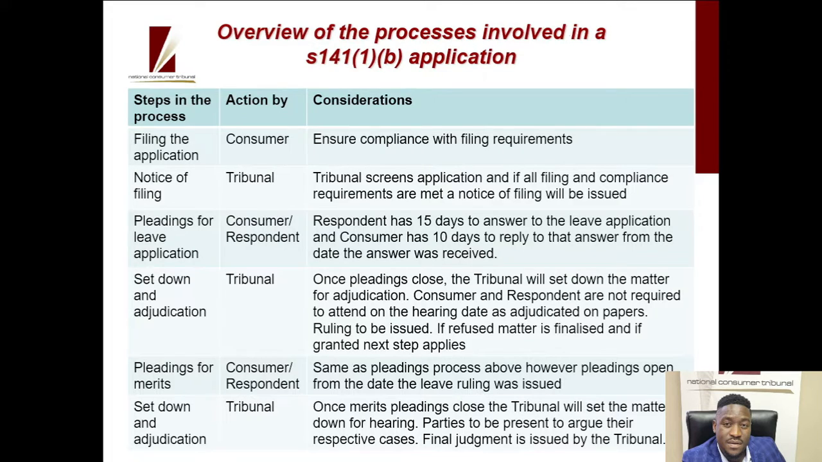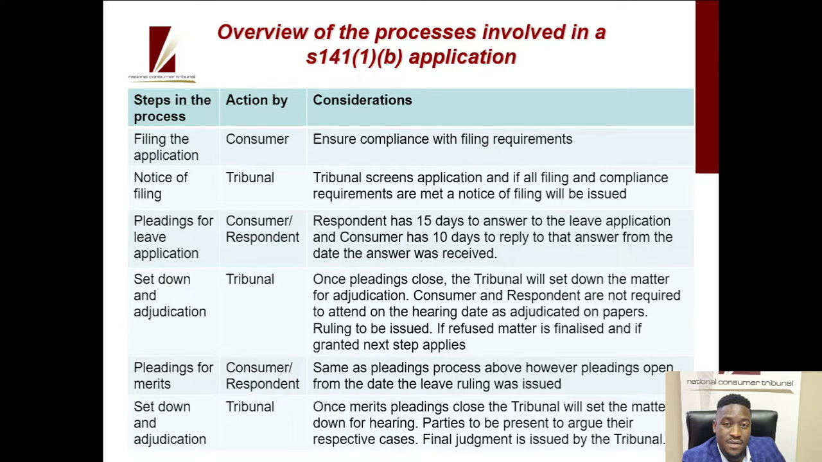The first step is the filing of the application by the consumer, which must comply with the filing requirements. Once the tribunal receives the application, it is screened for compliance with the filing requirements. If the filing requirements are met, then a notice of filing will be issued to the parties. Further to that, the respondent has 15 business days to answer to the leave to refer application, and the consumer has 10 business days to reply to that answer from the date the answer was received. Once pleadings close, the tribunal will set the matter down for the leave to refer.